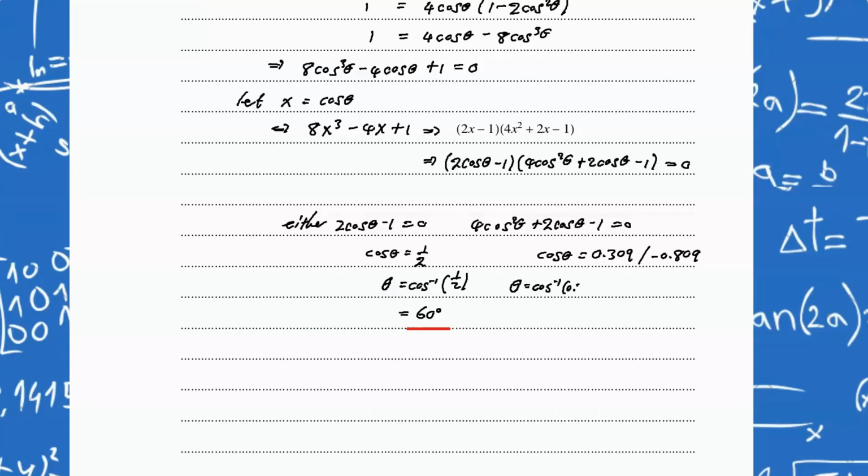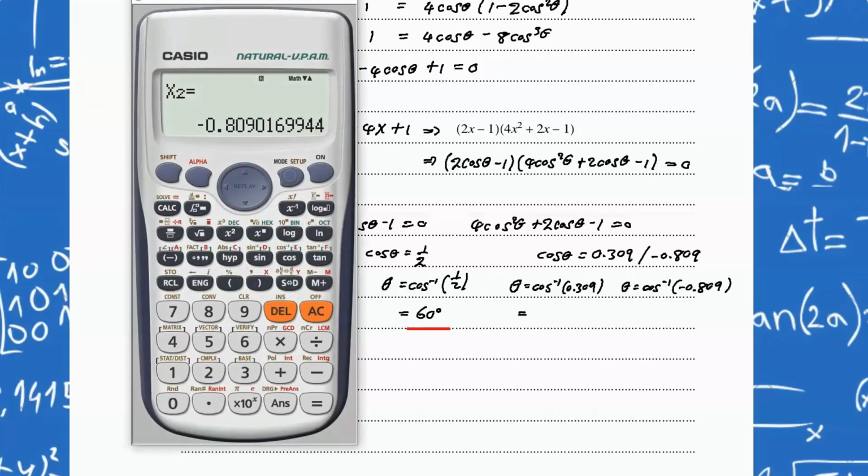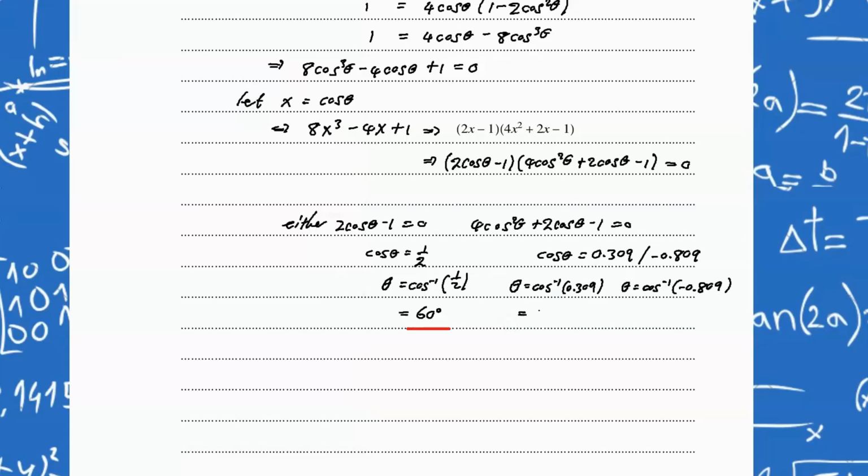and here we'll be having theta being arc cos of 0.309, and theta being arc cos of minus 0.809. Here, arc cos of 0.309 will get a first quadrant value which is between 0 and 180. So I'll just simply go to say shift. Okay, let me make sure that we are in degrees. All right, so option 3. So shift cos 0.309, and this will give us 72 degrees. That's a first quadrant value, so 72.0 degrees.